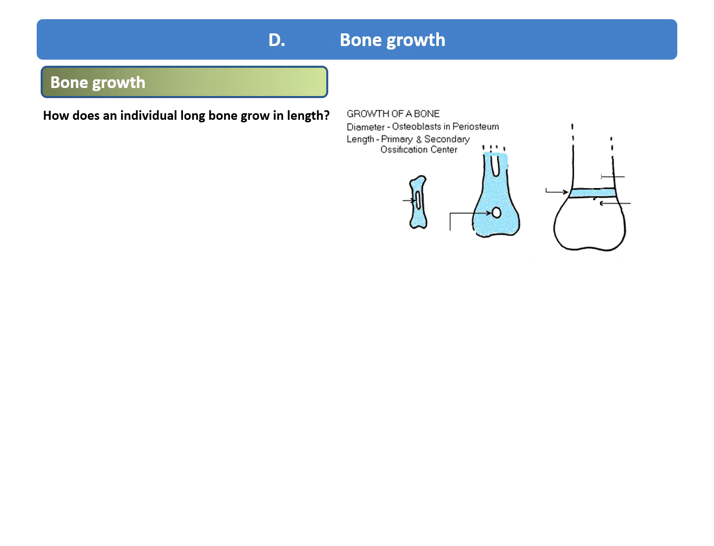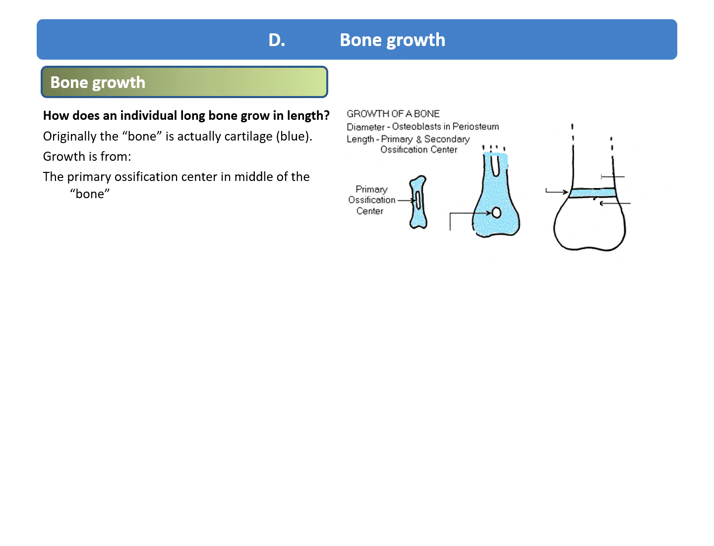Let's look at an individual long bone and how it grows in length. Originally, the bone is small, and actually it's not bone at all, it's cartilage, shown in blue. Growth is from a primary ossification center in the middle of the bone. Notice bone is in quotes because, again, it's cartilage. The cartilage grows bigger, and cartilage is an ideal embryonic material because it's flexible and can grow rapidly.